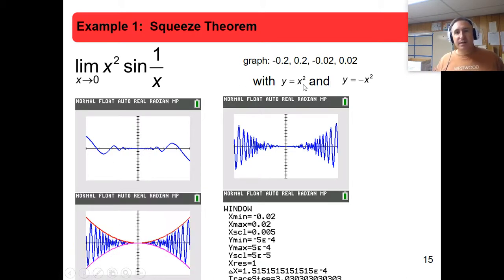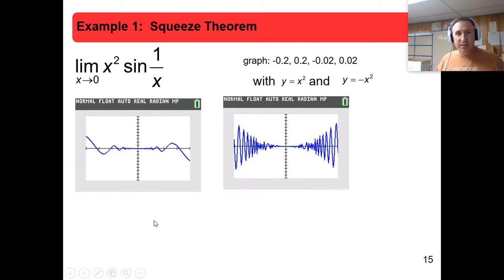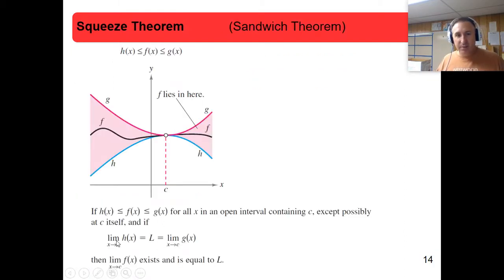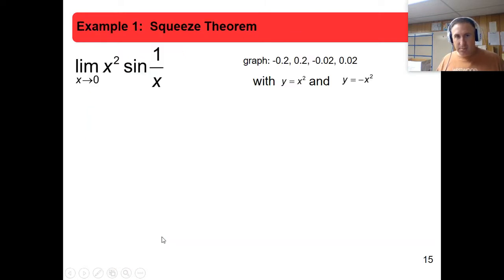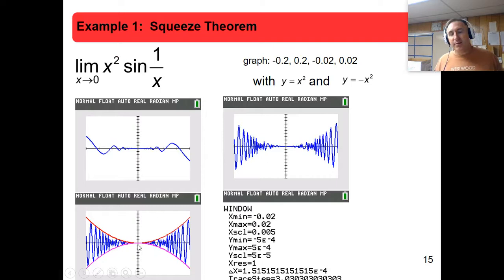If I graph the function x squared and negative x squared, you can see that they sandwich that function as we approach zero. And x squared and negative x squared both, as we approach zero, have a limit of zero. So since this blue function is bounded between the red and this magenta, and both the red and magenta have the same limit as x approaches zero, both of them approach the same place. Then we can say that the limit of the blue function, this weird thing, approaches zero also.